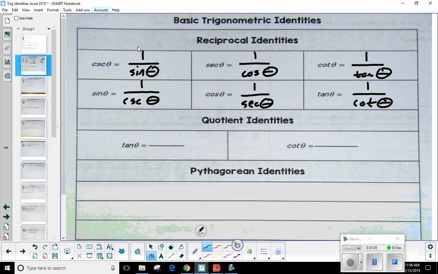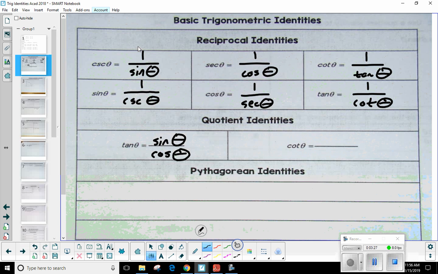All right. Well, let's take a look at our quotient identities. Now, there's only 2 of those, tangent of theta and cotangent of theta. We say quotient because you're going to create a fraction using 2 other trig functions. So tangent of theta can be sine of theta over cosine of theta.